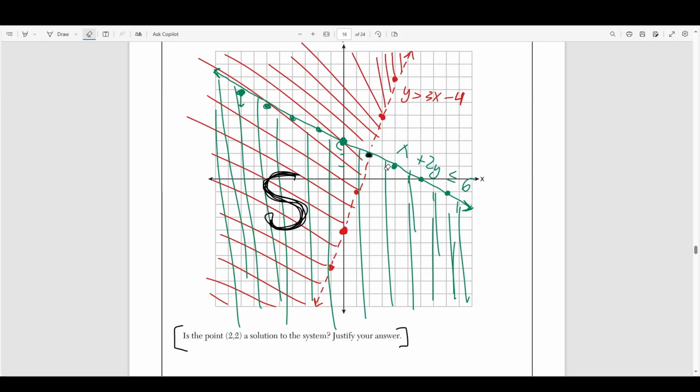And it's asking us, is it a solution to the system? Which means that it's asking whether or not this satisfies both of these equations. Now, the points that do satisfy both of the equations lie within our S. Any point within this region is going to satisfy both of these inequalities. But this one is on the border of it. It's not deeply in this solution zone. It's on the edge of it. And the point (2, 2) lies on both of the lines.